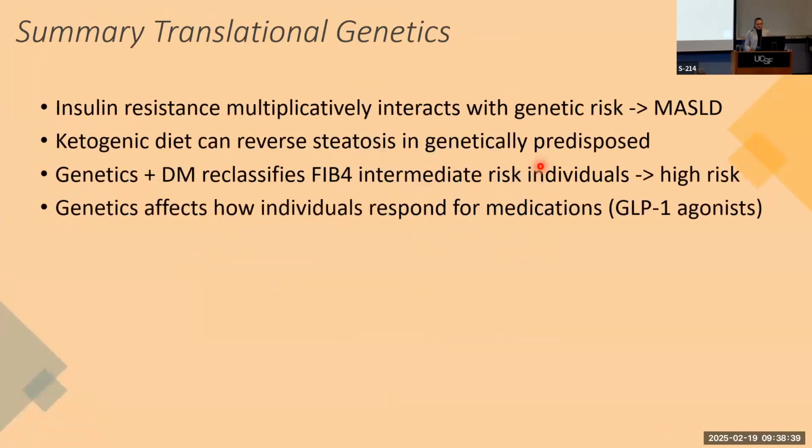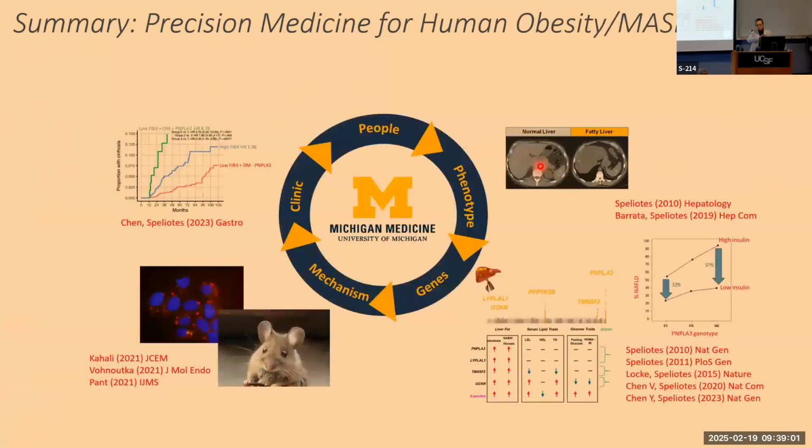So really, what I've shown you is that insulin resistance multiplicatively interacts with genetic risk to cause MASLD. Ketogenic diets can reverse steatosis in the genetically predisposed. Genetics and diabetes reclassify people from intermediate risk to high risk, and genetics can affect how people respond to medications. And we probably should be using that for precision medicine. So really, I hope I've shown you how we can take human phenotyping, use the genetics to find the cause of disease, find the environmental factors that interact with that, model them in cell and animal models, and then bring that back to patients for further stratification and potentially new precision treatments for them.